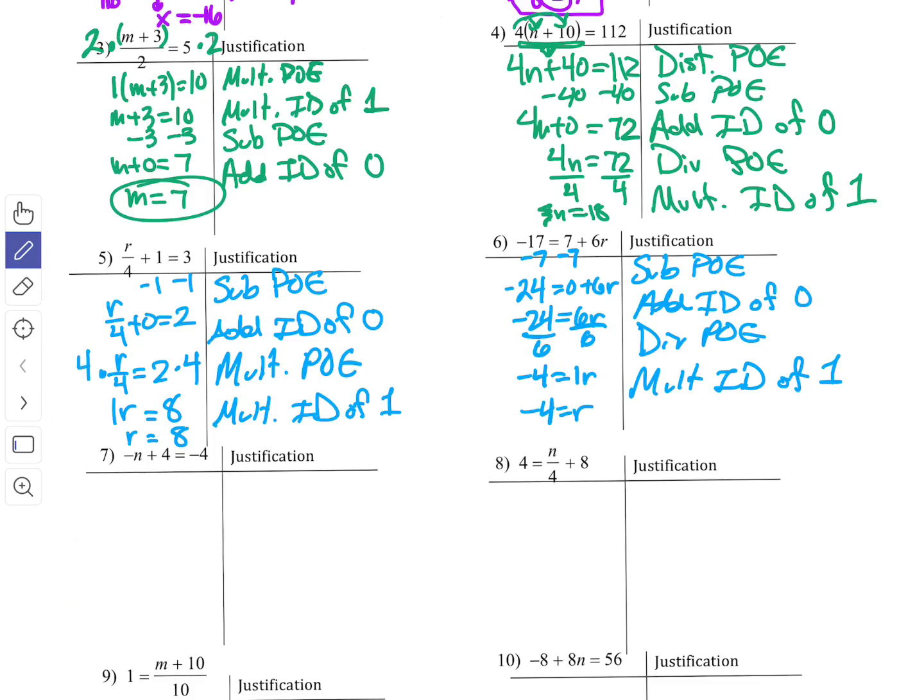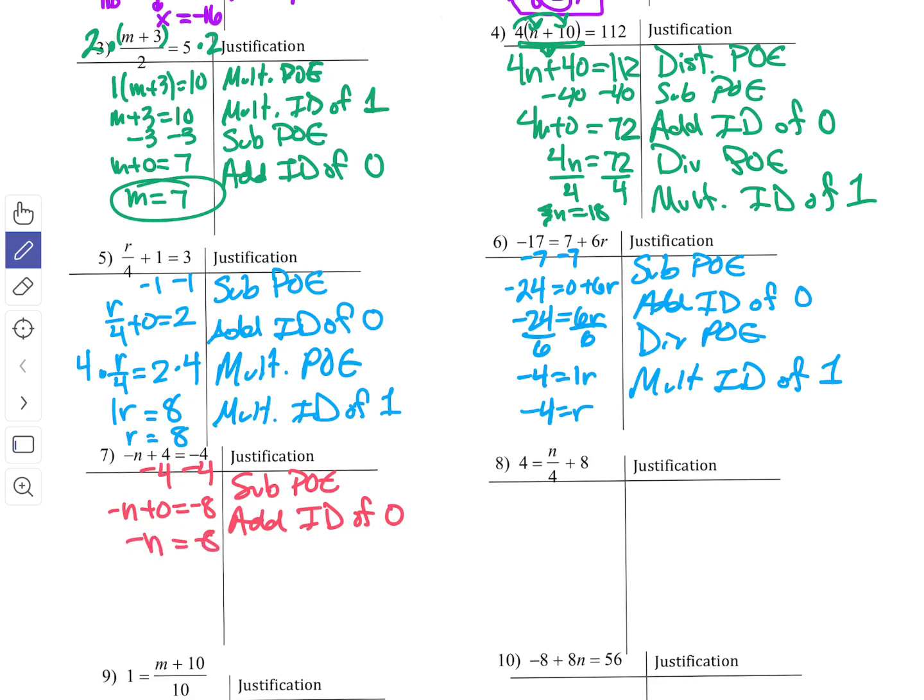Negative n plus 4 equals negative 4. Start off by subtracting 4 using the subtraction property of equality, giving us negative n plus 0 equals negative 4 minus 4, which is negative 8. Drop that using the additive identity of 0, giving us negative n equals negative 8.